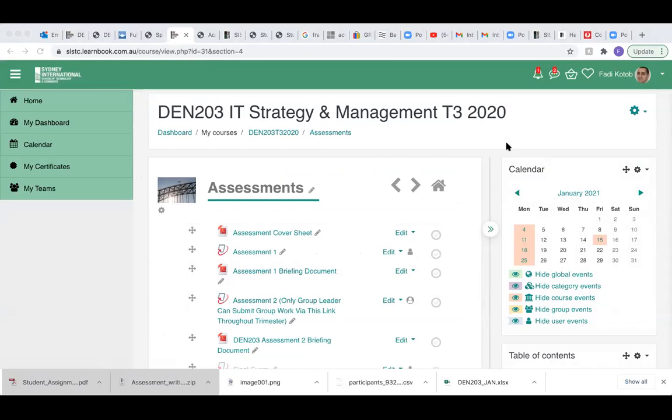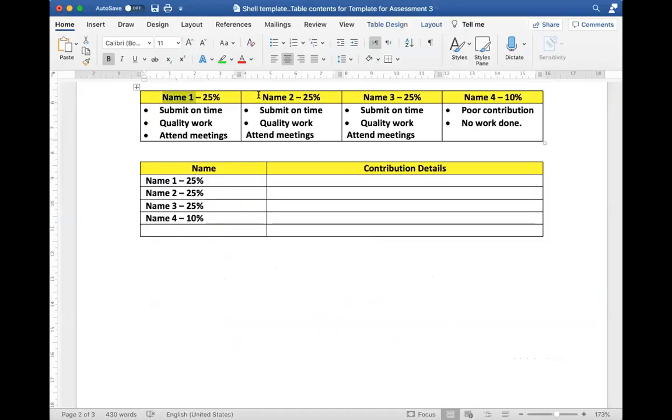Another thing I want to mention that is really, really important: in your assignment, you create a table like this one. Make sure you speak with your groups. You create a table with the name of team member 1, team member 2, and so on, however many members there are. You put how much contribution they've made, and you write details about their contribution. That information is very important in terms of us deciding what mark we grant to various people.